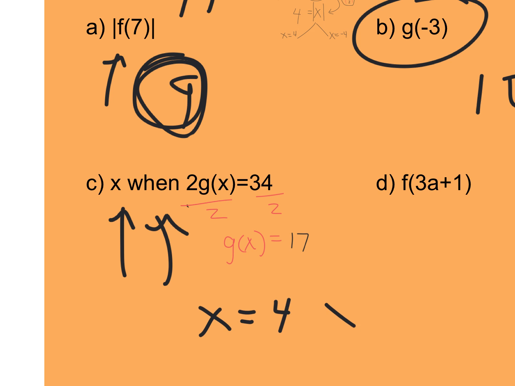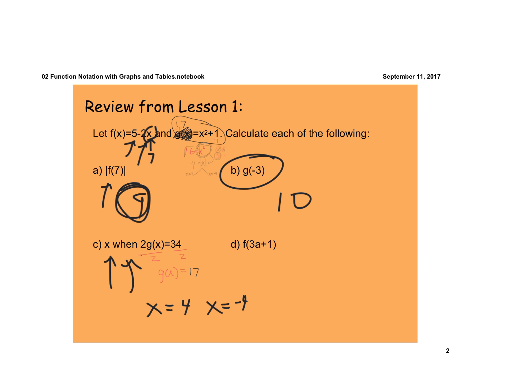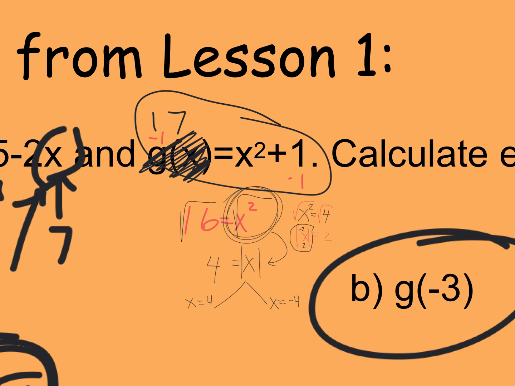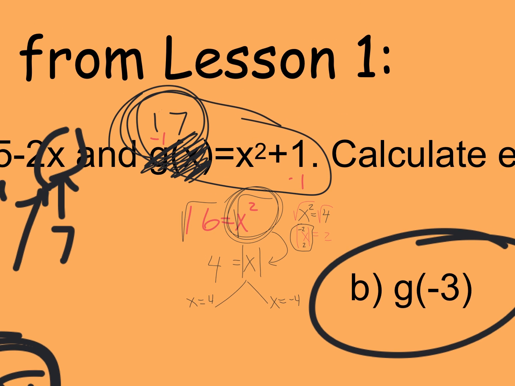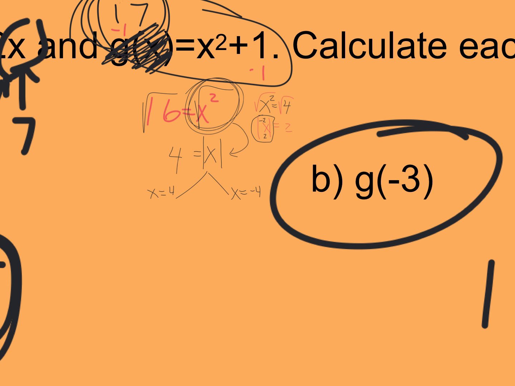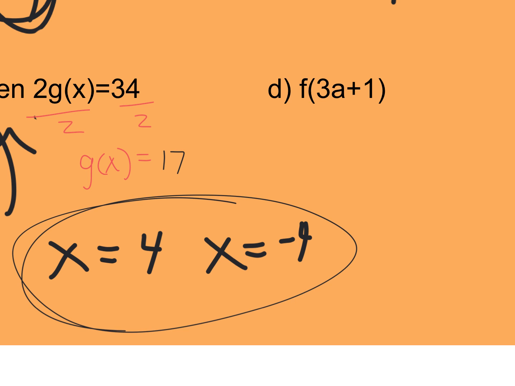x equals 4, x equals negative 4. Those are my 2 answers. Because I got this, I set the 17 in there, and then I solved it, and then I reminded you why I got 2 answers, a 4 and negative 4. So those are the 2 answers for this. Okay.